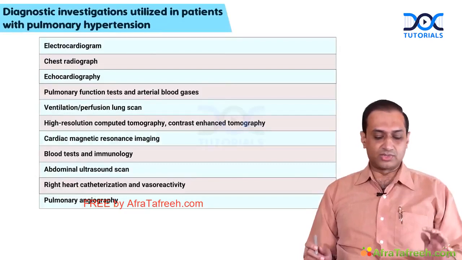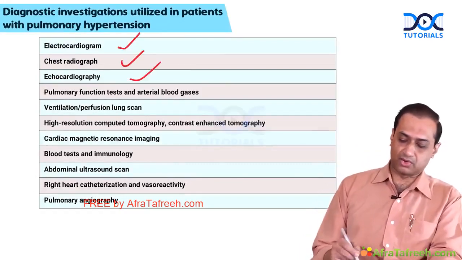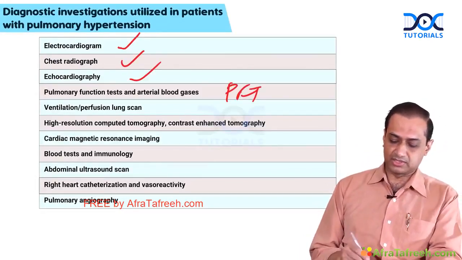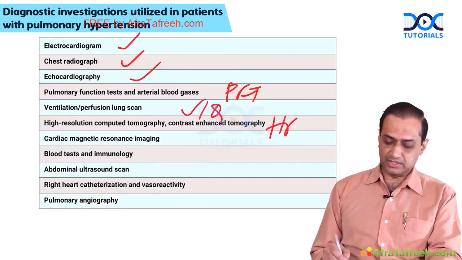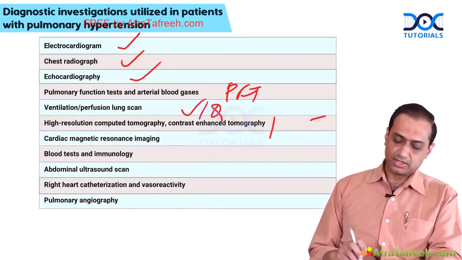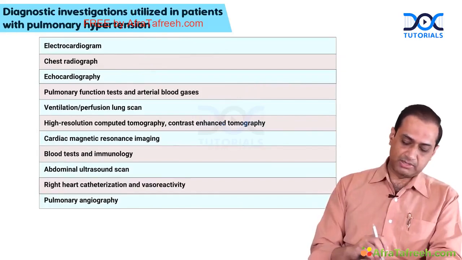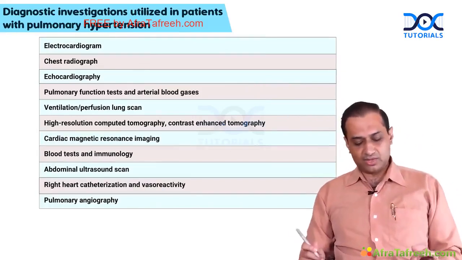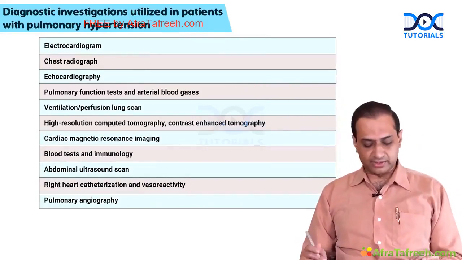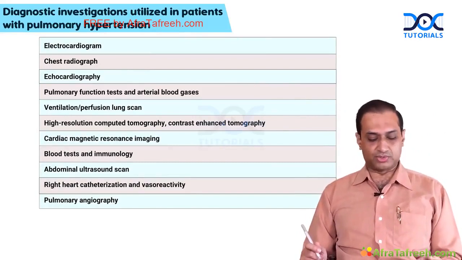Once a patient is encountered, you need to do ECG, chest X-ray, echo. You also do pulmonary function test, VQ scan, HRCT, sometimes with pulmonary angio, cardiac MR imaging, blood tests, immunology, abdominal ultrasound, right heart cath, and also vasodilatory challenge test and pulmonary angiogram.